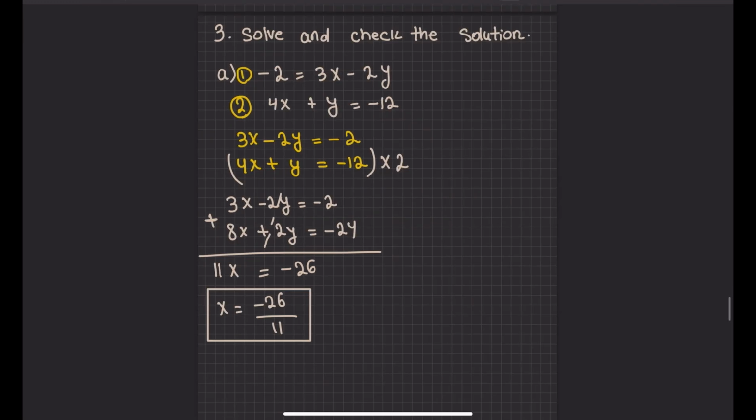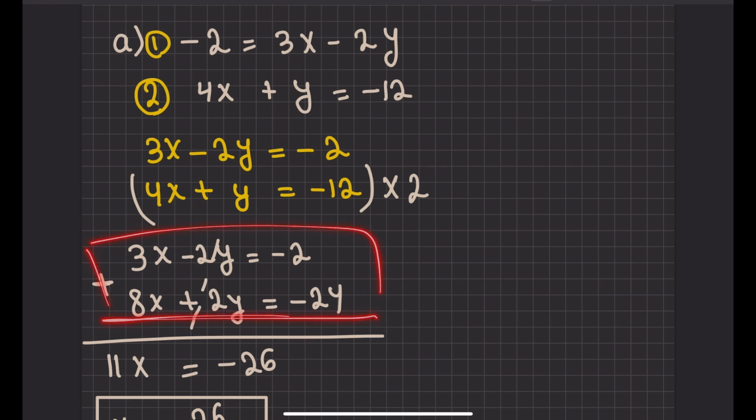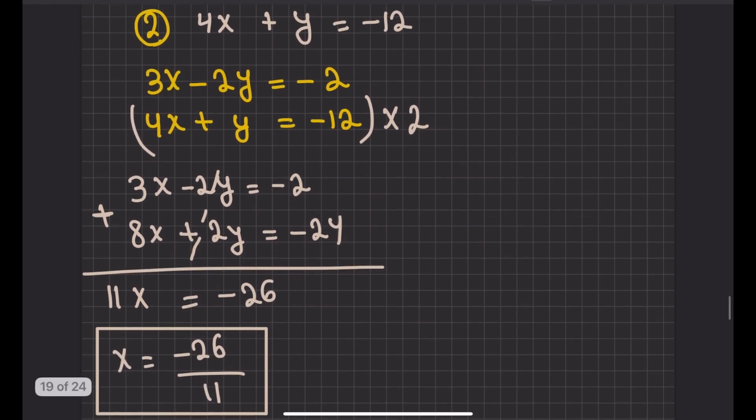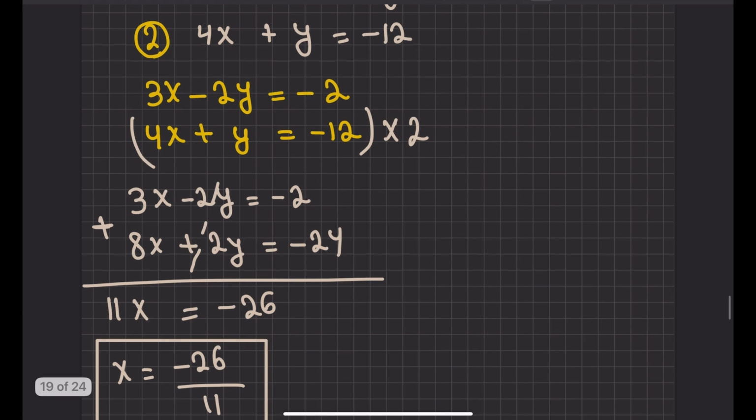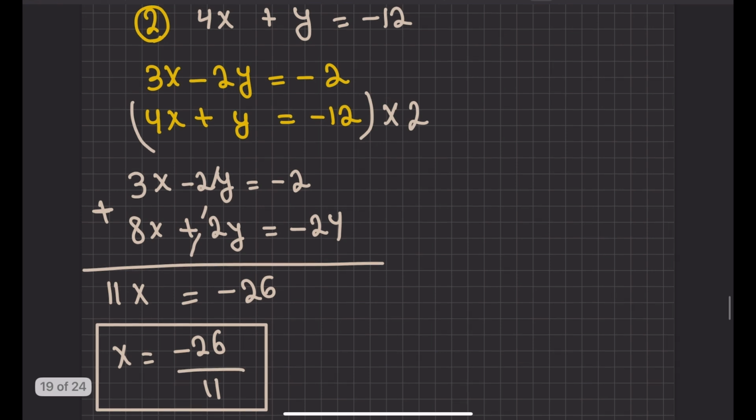I got my x, now I have to go and find y. In order to find y, you need to plug x into either the first or second equation. Remember, when you plug it in, you must use the original format, not this format. I'm going to use the second equation because here y is positive.